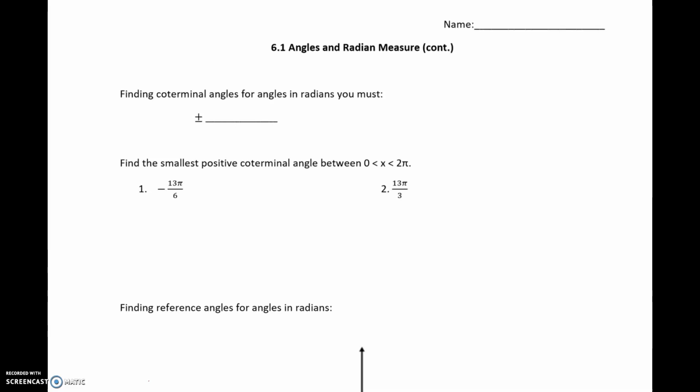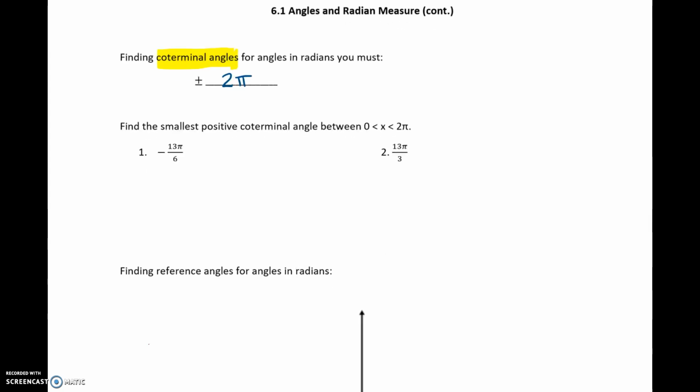Today we're going to finish section 6.1 when talking about angles in radian measure. So remember in chapter 5 we talked about how we find coterminal angles. Well, if we're finding coterminal angles for radian measure, instead of adding and subtracting 360, we're going to add and subtract 2 pi, because there are 2 pi radians in a full circle. So let's take a look.